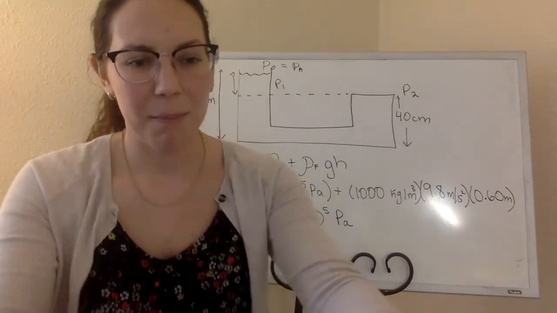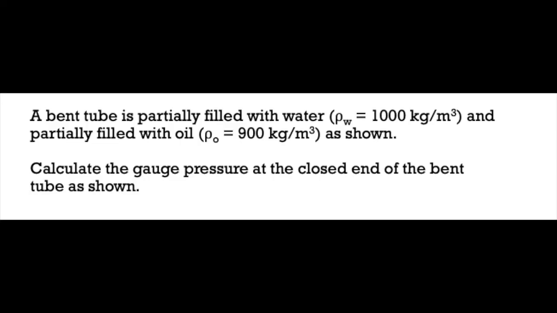All right, one more example in this section. A bent tube is partially filled with water, density 1,000 kilograms per meter cubed, and partially filled with oil, density 900 kilograms per meter cubed, as shown. Calculate the gauge pressure at the closed end of the bent tube.